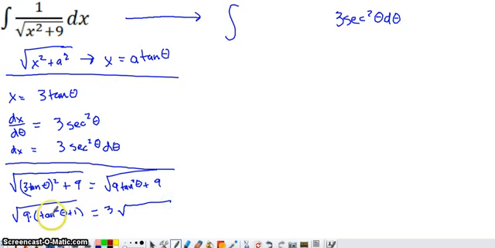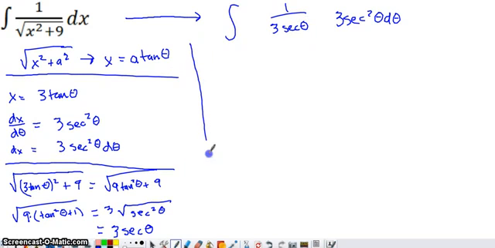So I'm going to replace tangent squared of theta plus 1 with secant squared of theta. Now that that's a single term and is a perfect square, we can do that root, and the root simplifies to this. So now we're ready to go ahead and replace the root with 3 secant of theta. So we're looking at 1 over 3 secant of theta.